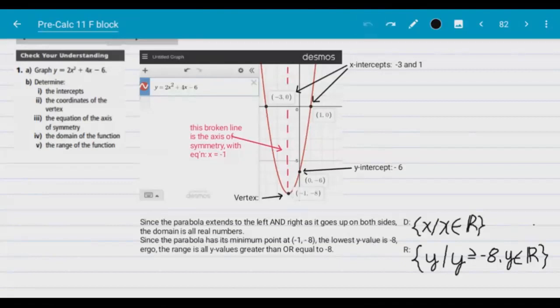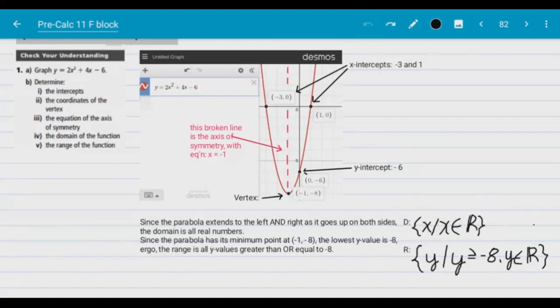So that's another thing that I would like you to remember. To create the equation of the axis of symmetry, it will always be x is equal to whatever is the value of the x coordinate in the vertex. Does that make sense? Okay. Now, what is the domain of the function? Well, the domain of the function will always be x is all real numbers because it is a parabola.